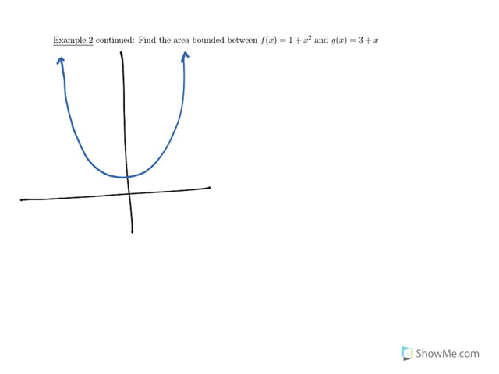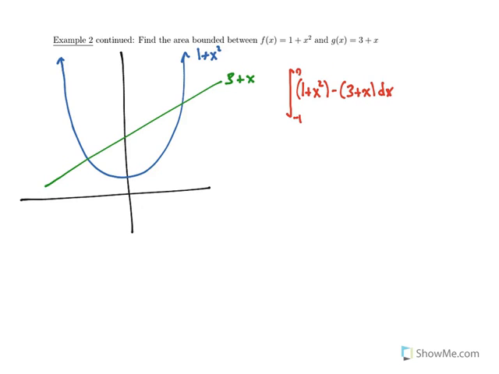Here's the 1 plus x squared. Here's the 3 plus x. Let's think about if I did some other things. So let's say that I did instead the integral of 1 plus x squared minus 3 plus x, from -1 to 2. That's flipping the top and the bottom functions, doing that in the wrong order.